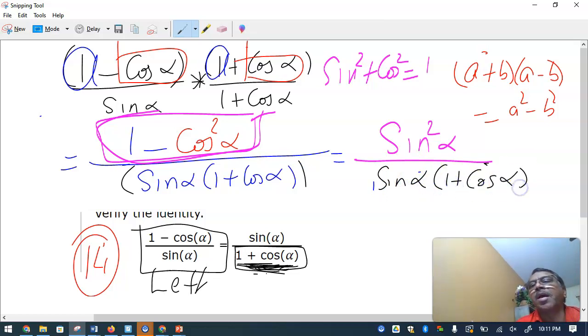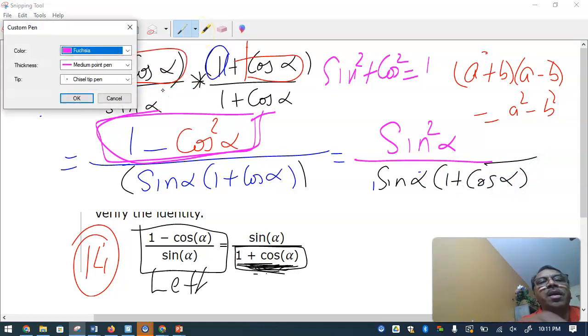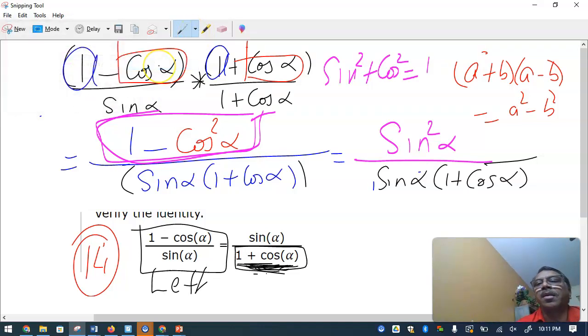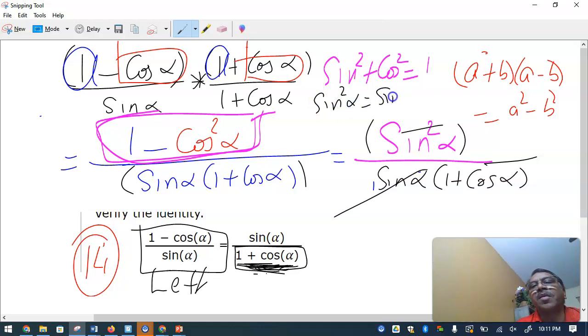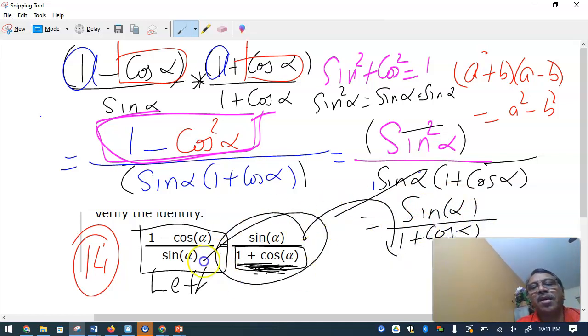And you can clearly see you're almost done. Now your mind must be working quickly, and you say, hey, we can just cross that out. So yeah, we can cross it out. I use the black color. This sine alpha, there are two of them, so I just cross out the two. Sine squared alpha means sine alpha times sine alpha, twice. So one of them goes away, one sine alpha stays, and you get 1 plus cosine of alpha. And that's right here, and you're done.